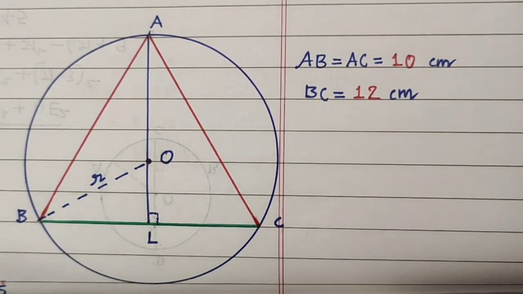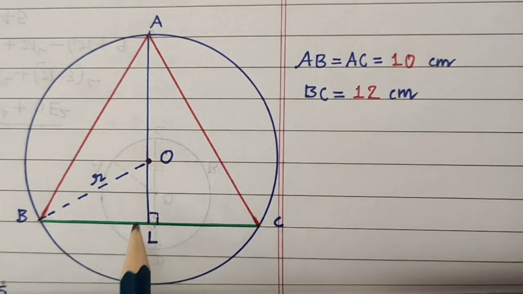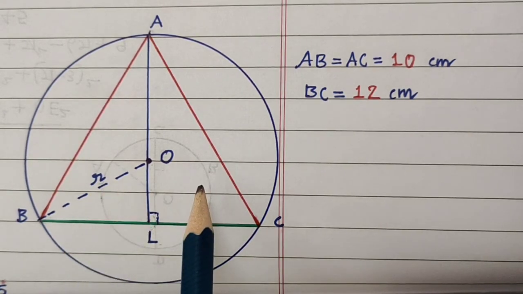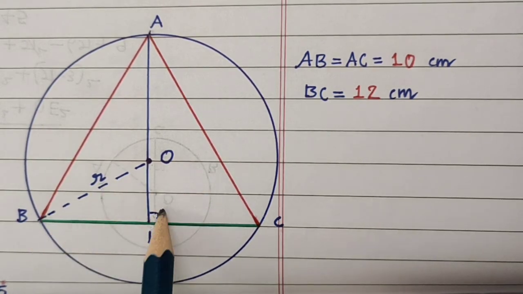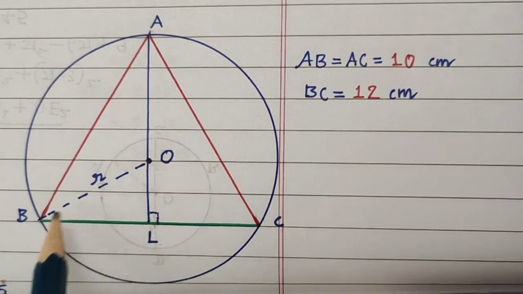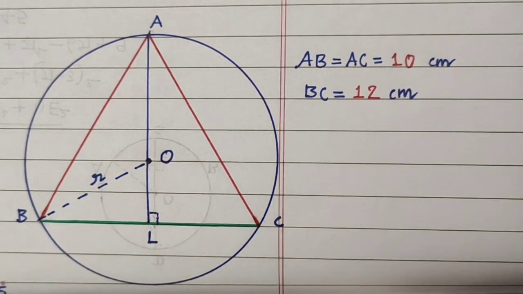When you expand 8 minus R whole square, we get R square plus 64 minus 16R. On the left hand side there is R square, and on the right hand side there is R square. R square will get cancelled with R square. Then we get 16R is equal to 100. Therefore, the radius of this circle is equal to 6.25.